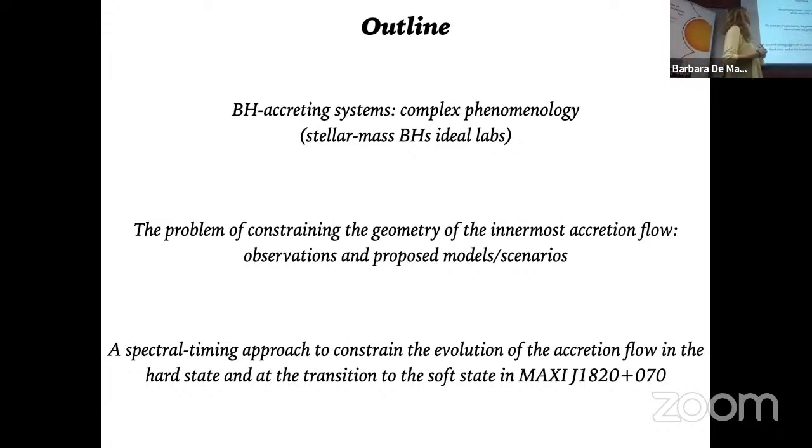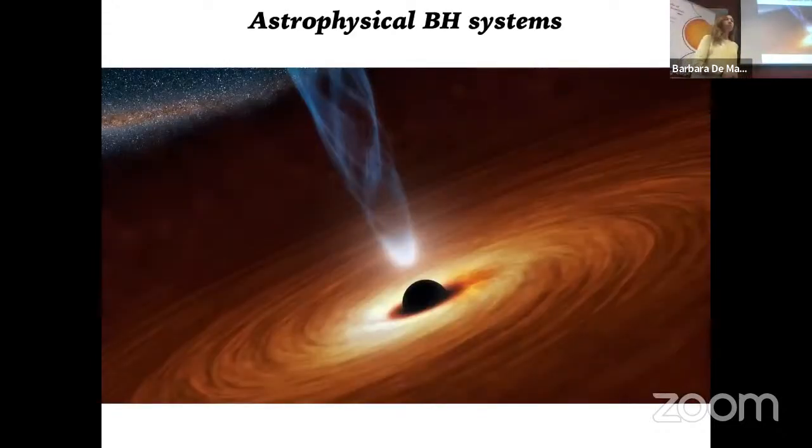And then I will discuss the problem of constraining the geometry of the innermost accretion flow in these systems. I will discuss why this is important, what the state of the art of the observations is, and discuss a bit the models. And then I will discuss a spectral timing study that we performed on the source MAXI J1820, which is a black hole binary system, a famous one actually, and how we used this technique to constrain the evolution of the geometry of the accretion flow during its outburst.